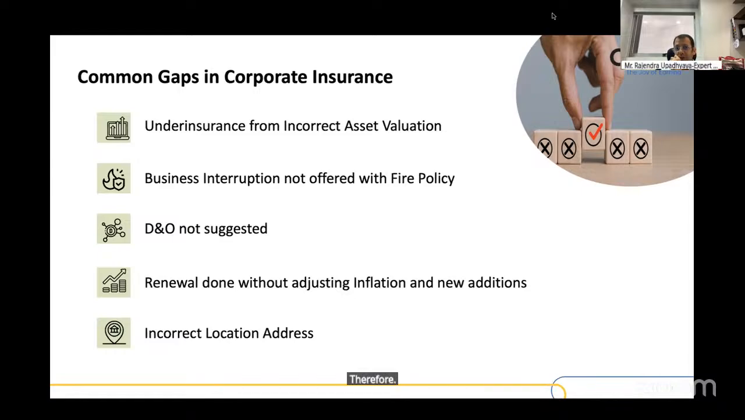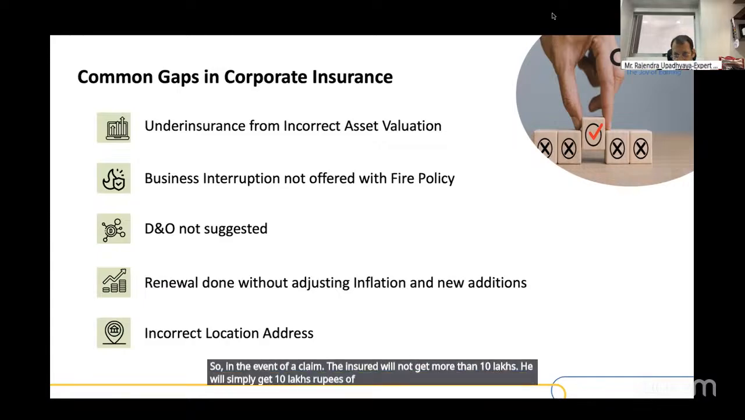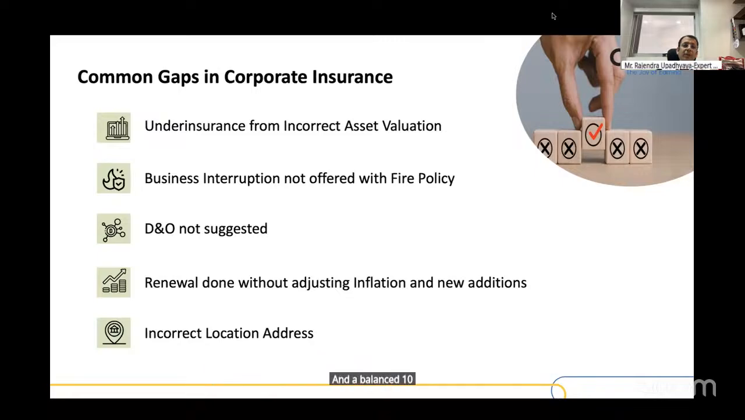Therefore, in the event of a claim, suppose you estimated the maximum loss to be 50 lakhs and the actual loss is, say, 20 lakhs. A fire happens, and 20 lakhs worth of stock is damaged. In the event of a claim, the insured will not get more than 10 lakhs. He will simply get 10 lakhs of claim, and the balance 10 lakhs will not be payable. So here under-insurance applies, and therefore the claim gets partly paid.